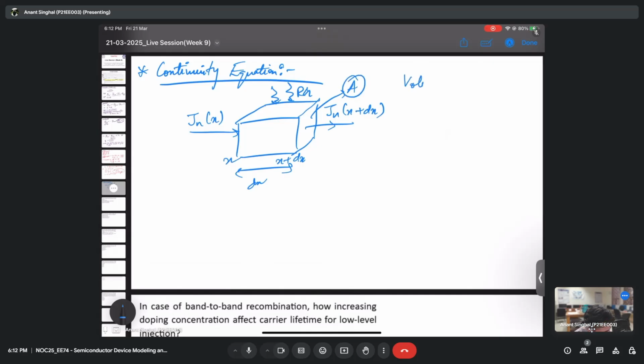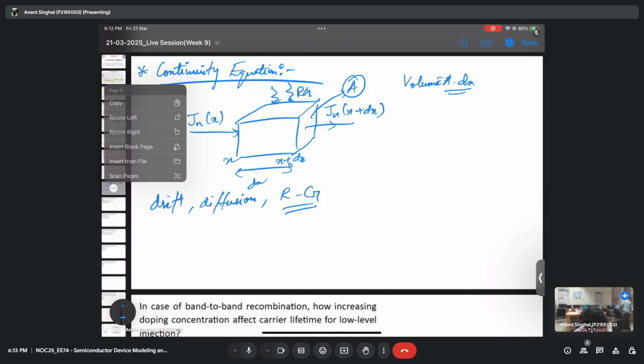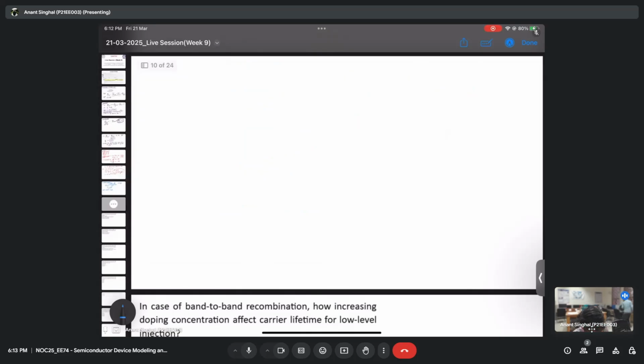Since A is the area and the width is dx, A dot dx will be the volume. The continuity equation is very useful in finding the net rate of charge carrier concentration when everything is happening. It takes into account drift, diffusion, and also the recombination and generation part. So let's see them one by one, and then let's see how we can derive that.